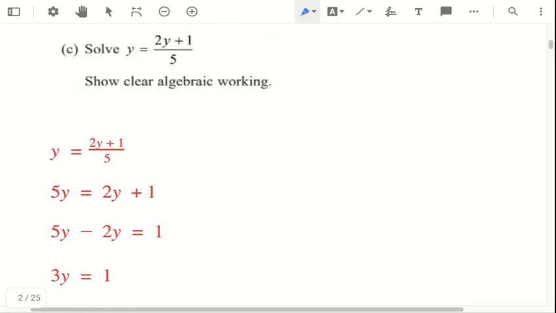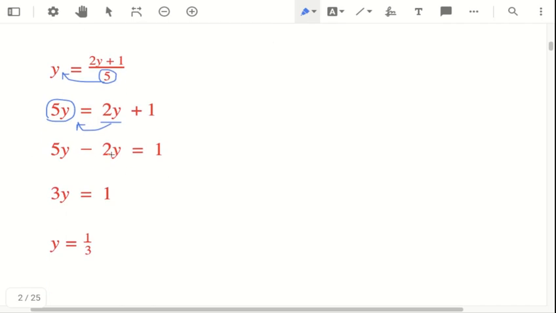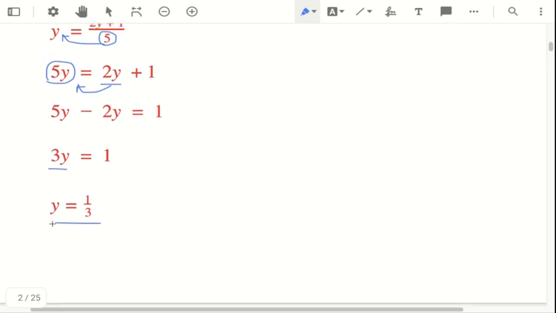Okay, next question. If you look at this, immediately you should know that we're going to have to cross multiply. So we cross multiply this 5 over here, which gives us 5y and 2y plus 1. And then what we want to do is to bring 2y over here, so that we have all the y's on the left hand side. So 5y minus 2y gives me 3y, and y equals 1/3.